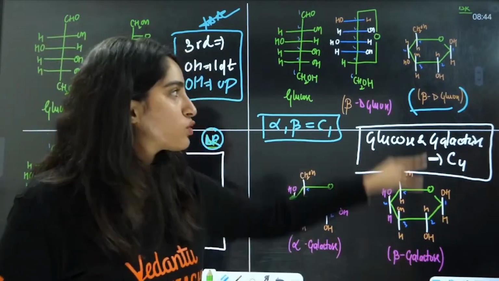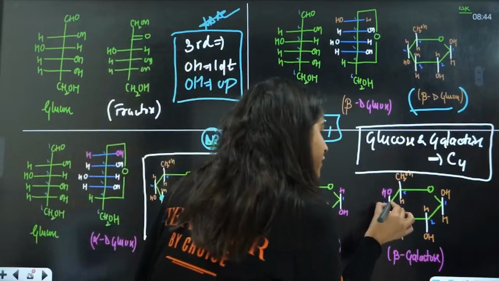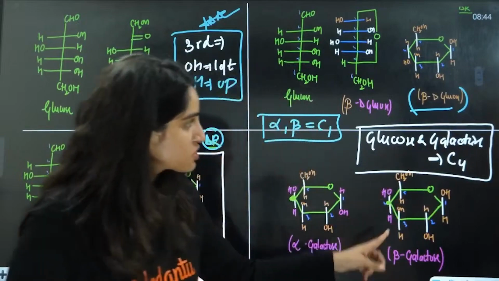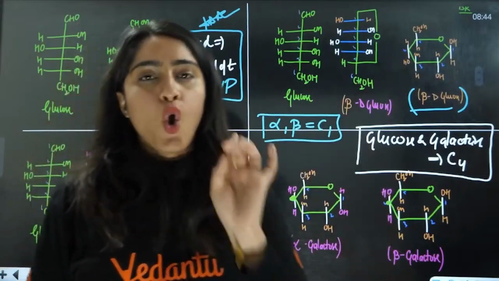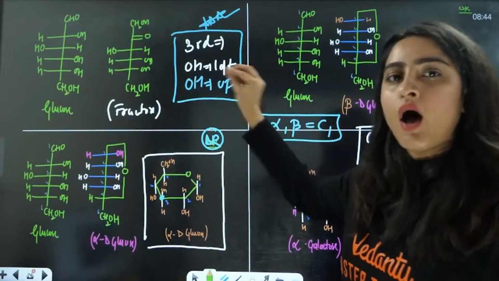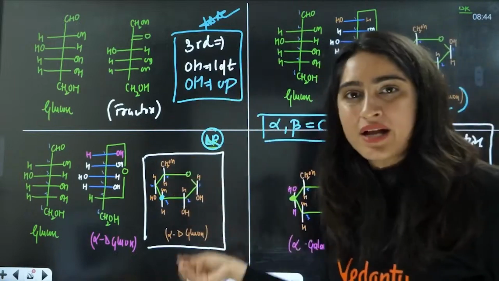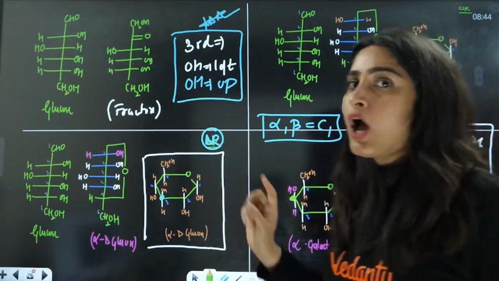And what is beta galactose? The difference between beta D glucose and beta D galactose is at the C4 position, okay? At C4, here we have OH downside, here we have OH upside, right? Okay, what we have done till now: in glucose, OH is on the upper side at C1, everywhere else OH is on the downside. At the fifth position, CH2OH is on the upper side, okay?